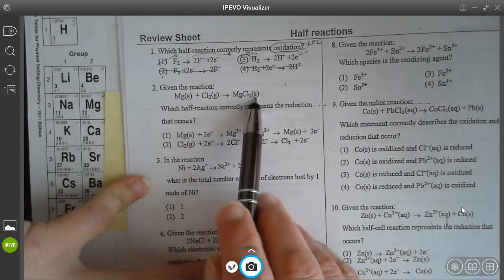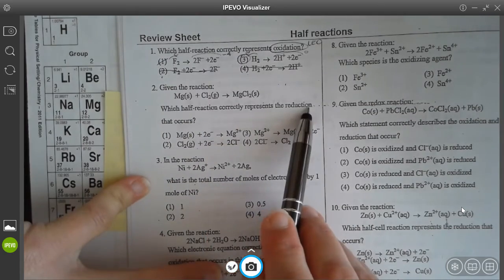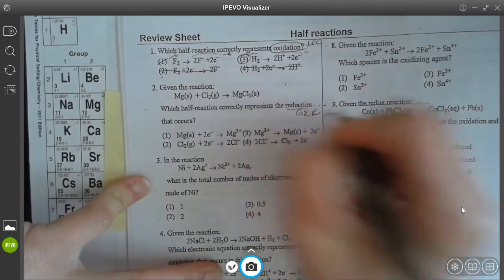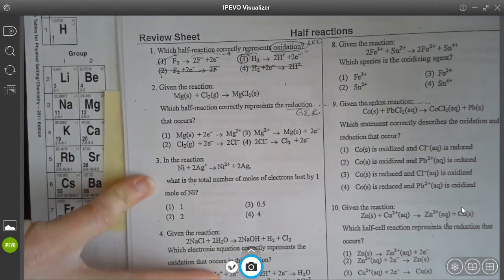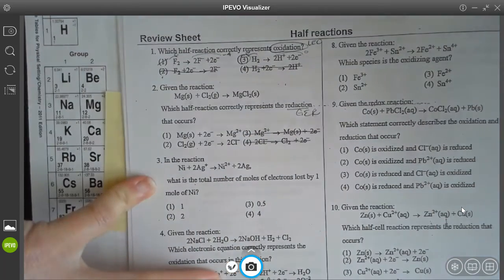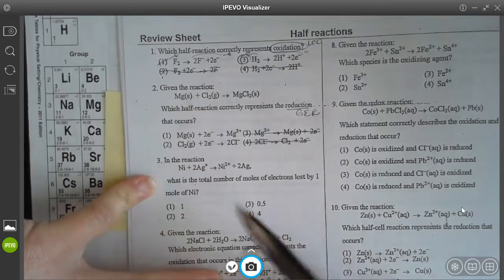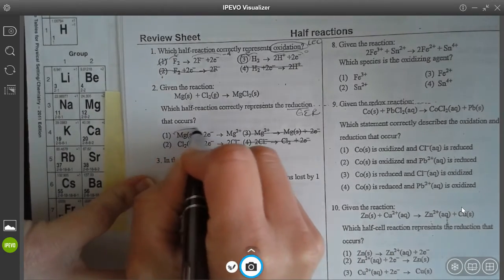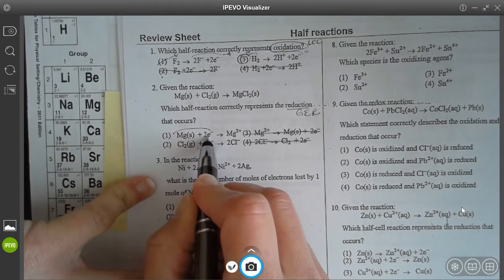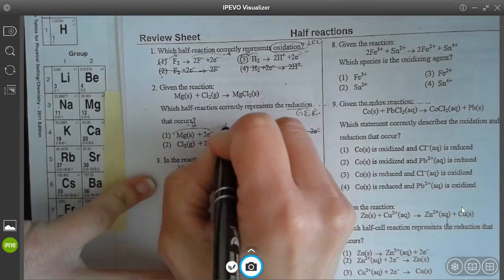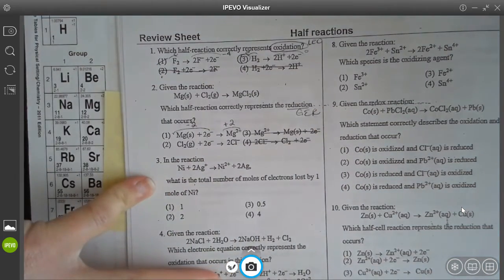Next one, we have a reaction, which half reaction correctly represents reduction. So we're looking for gaining. Okay, right away, just like last time, I'm going to cross off my oxidations. Okay, now I can go through and figure out all of my oxidation charges, or I can take a look. What's my overall charge here? Magnesium 0 plus 2 electrons gives me a -2 on this side. This is a +2. Does that work out? No.